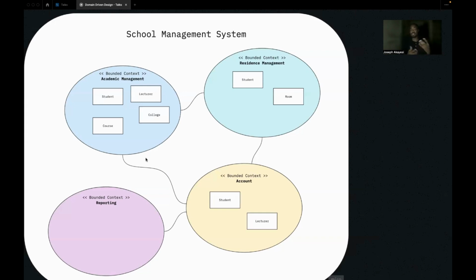The residency management also has a notion of a student and it has a room. We want to know which students are assigned to which rooms. And so all of these different entities live in these different bounded contexts to give that bounded context meaning and to be able to align to a business rule or a business process. In our case, a school management system and all of its internal processes.